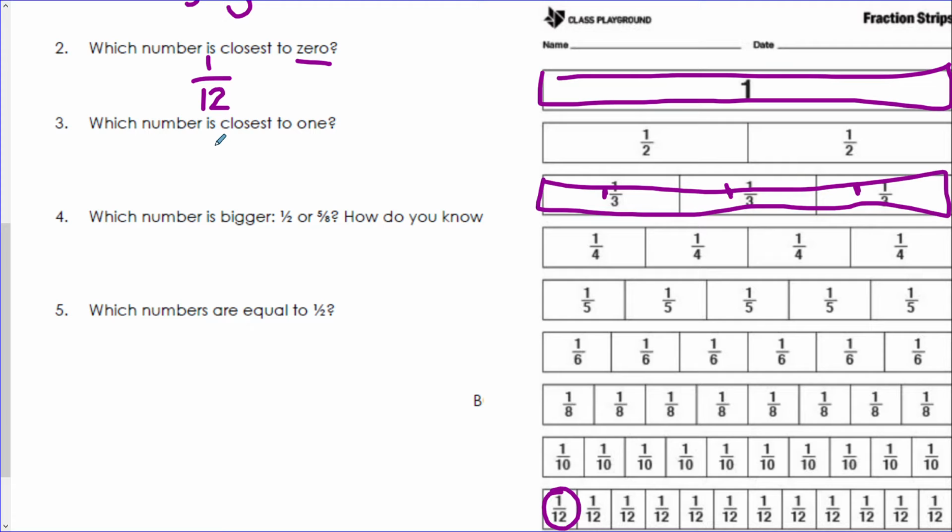Okay, which fraction is closest to 1? Again, so this is 1. I want the one that is the biggest by itself. So if it goes smaller going down, that means going up, it's going to get bigger. So the biggest piece I have, the largest piece that I have is 1/2.